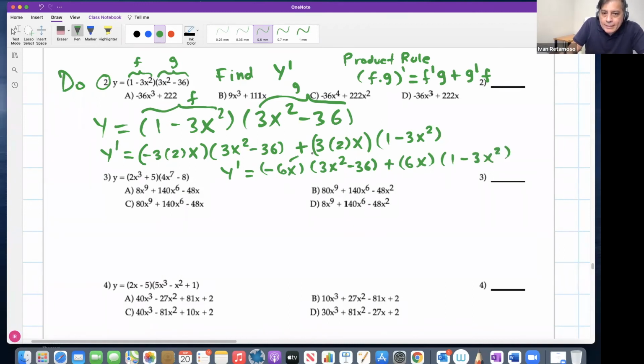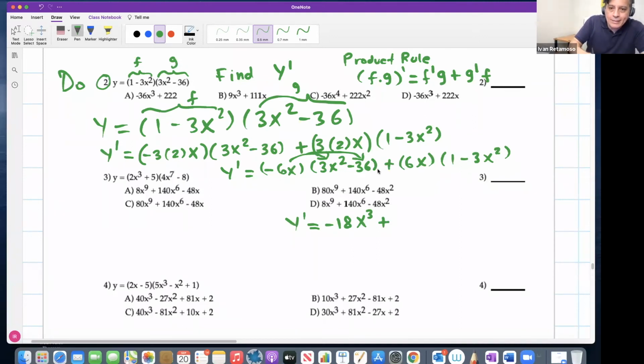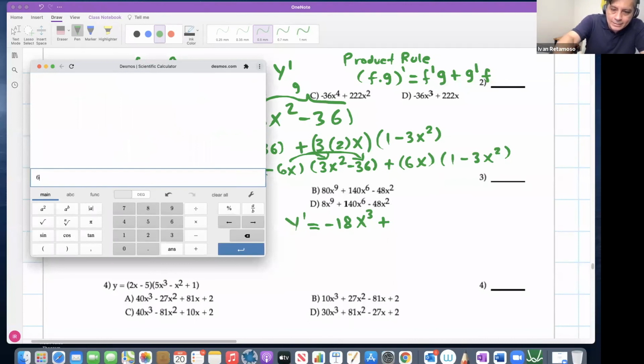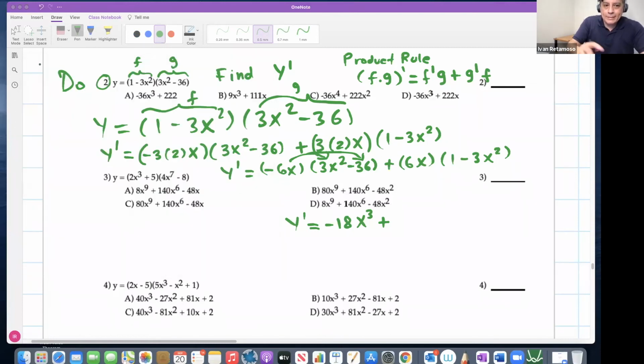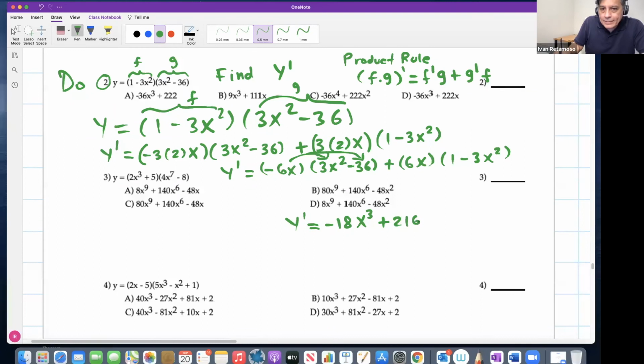Let's do the math here. This times this should be minus 18x times x squared, x cubed, right? This times this should be negative and negative, plus 6 times 36. Let's see in our calculator, what is that? 6 times 36. I get 216, right? 216. Don't forget the x. 6x times 1, 6x. 6x times negative 3x squared. 6 times 3, 18, negative. x times x squared, x cubed, right? x cubed.